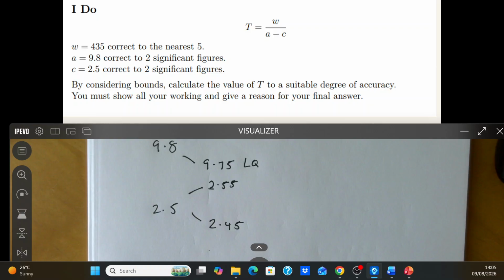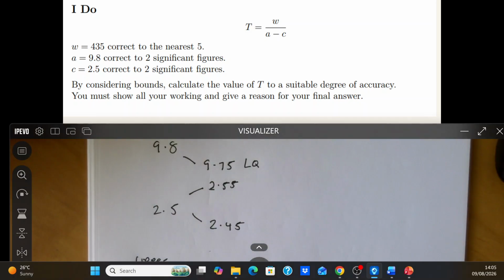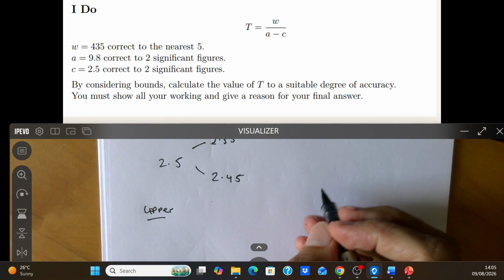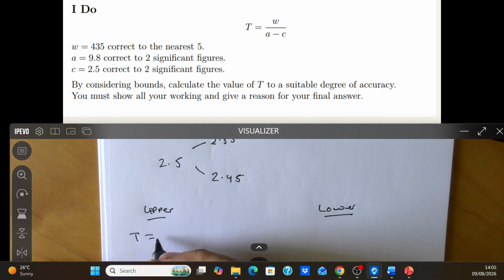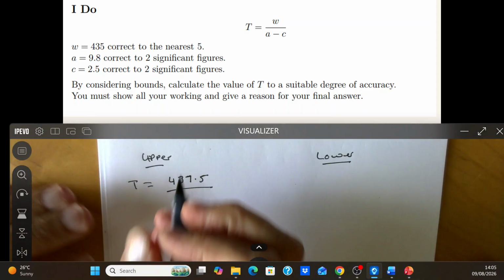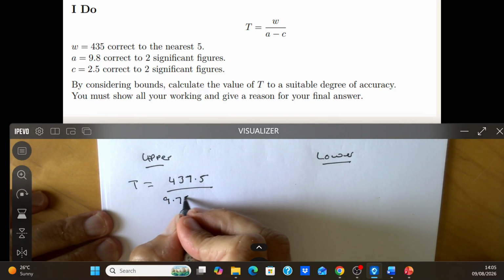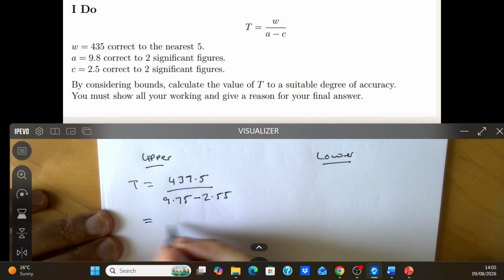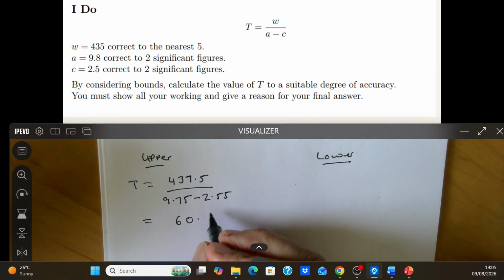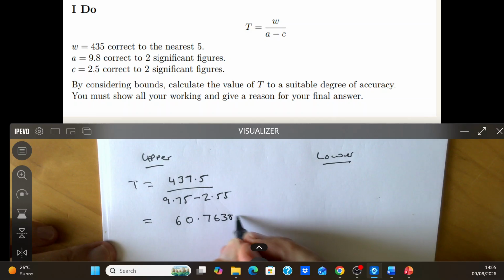Right, we're asked to consider bounds, so we need to work out the upper and the lower bound of that number. So T equals W. If I want the upper bound, I've got to have the biggest number divided by the smallest possible number. So the smallest, I have the smallest, and here I need to take away the biggest to get the smallest answer. Do that, and my answer is 60.763888.